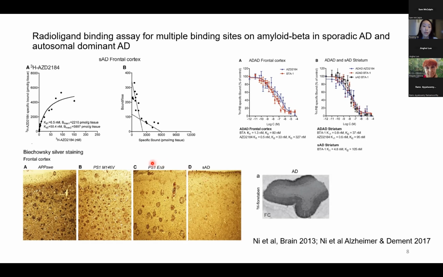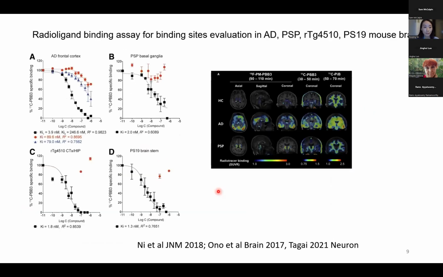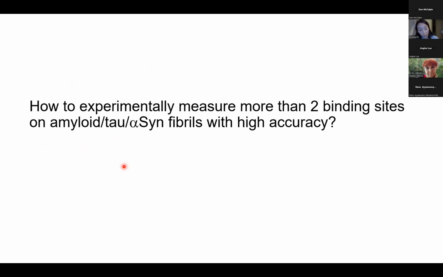One interesting thing regarding the sporadic AD and the autosomal dominant AD is that they have different conformations of A-beta plaques, as seen in the panel below by silver staining. A similar observation was detected by a radioligand binding displacement assay on different tauopathy patients, such as PSP compared with the AD brain, and we can see that there is a difference in the binding value between these cases and between the human brain and the tau mouse model. So we want to develop how to experimentally measure more than 2 binding sites on A-beta, tau, alpha-synuclein fibril with high accuracy.